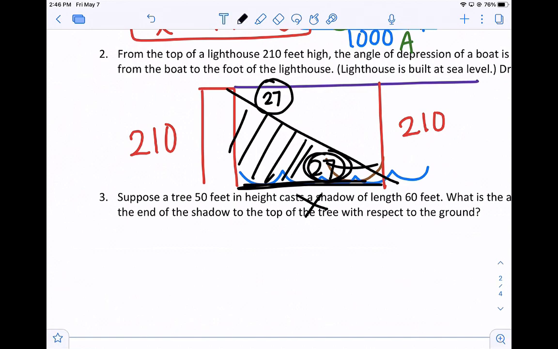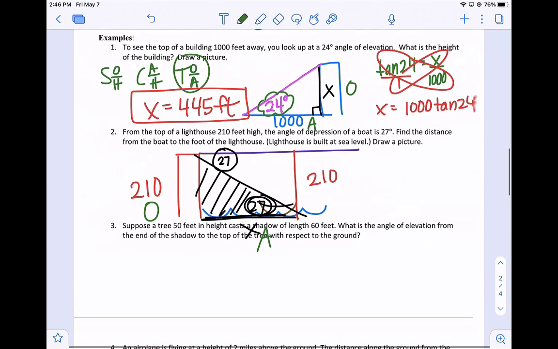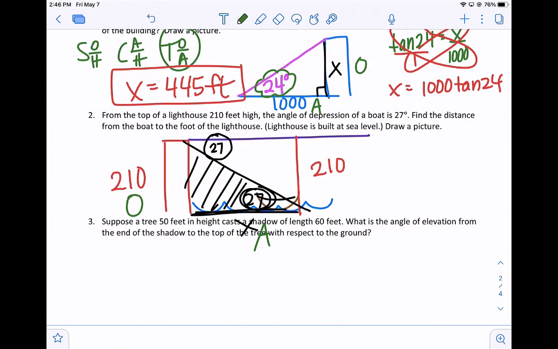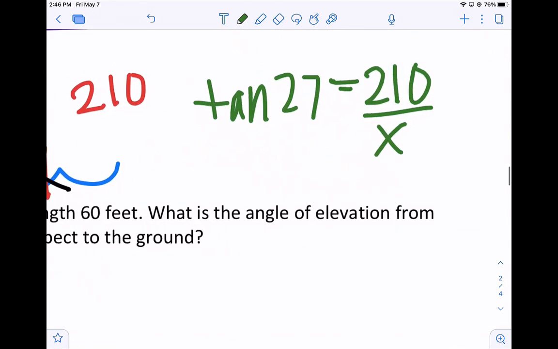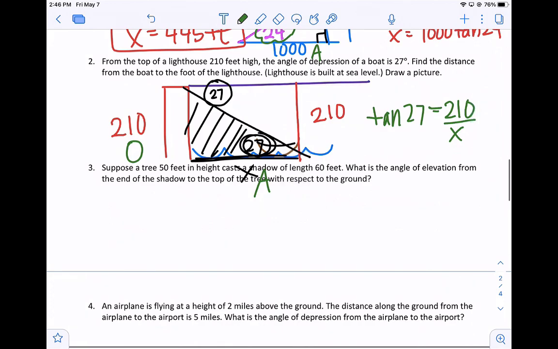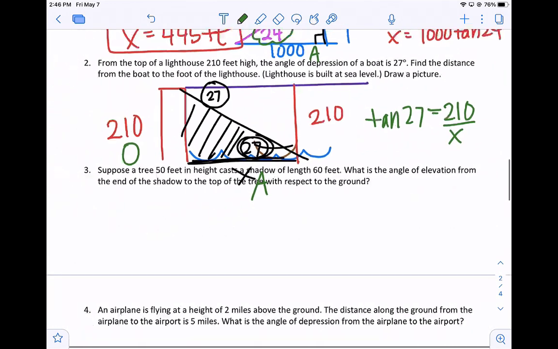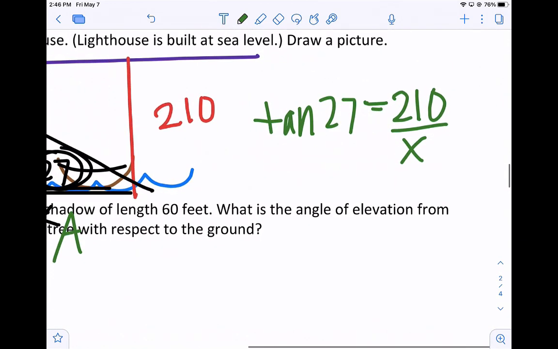Let's label our sides. The 210 is opposite my angle. So here's the opposite. The x is adjacent. So again, tangent, right? O and A. So tangent, we know the angle is 27 equals opposite over adjacent. So here's the setup. And then again, it's a side that we want. We want the distance from the bottom of the lighthouse to the boat. So it's the outside of the triangle side.